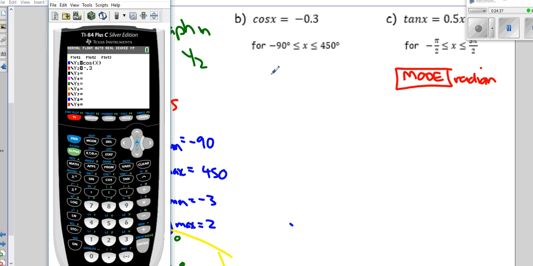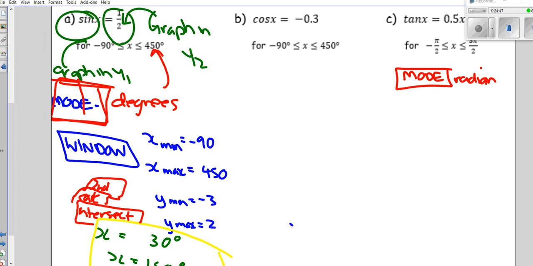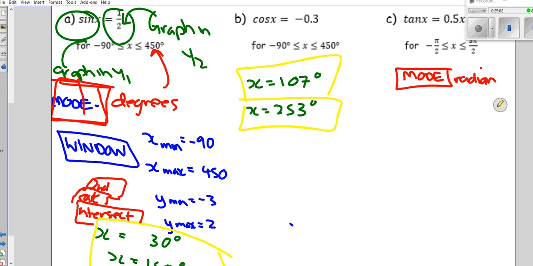What answers did you get for these ones? 366, and 107. And then 253 if it's to 3 sig figs. I've got the same answers as Lauren, so just check that you got the same answers as us.